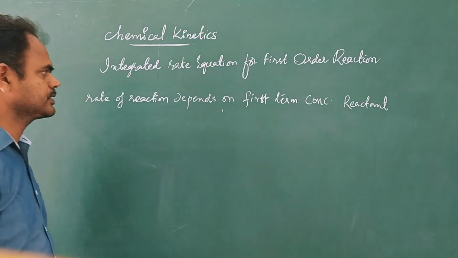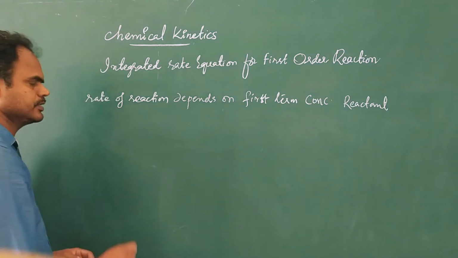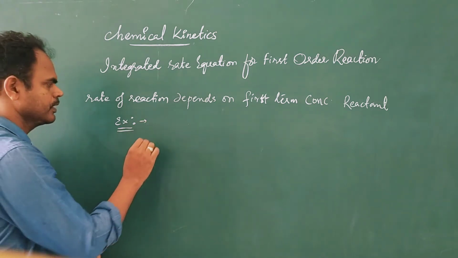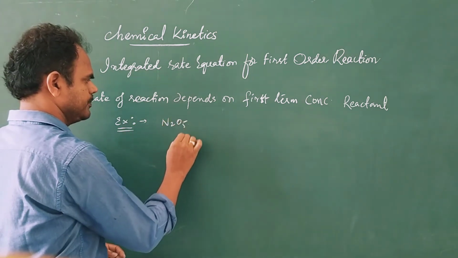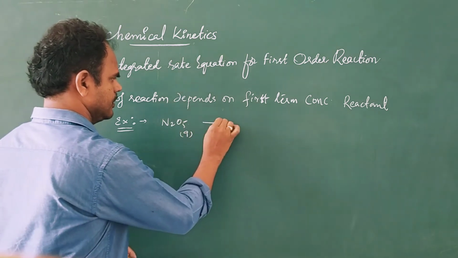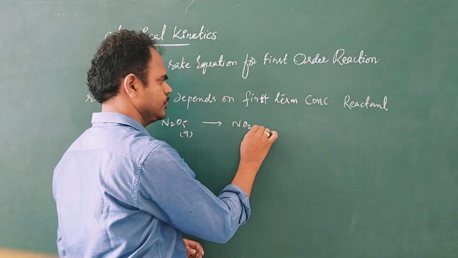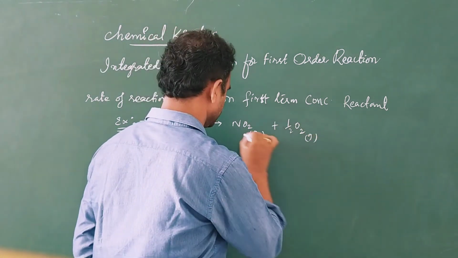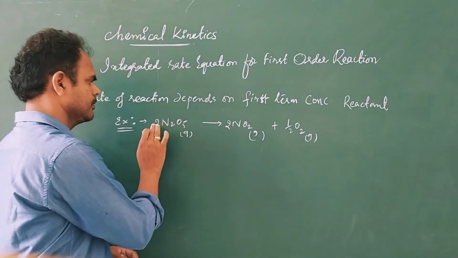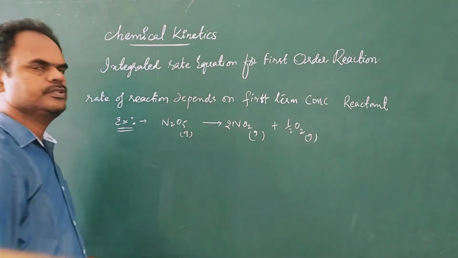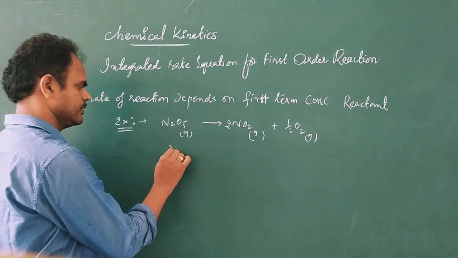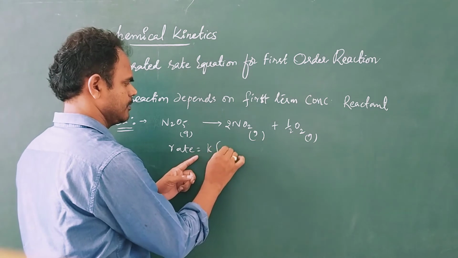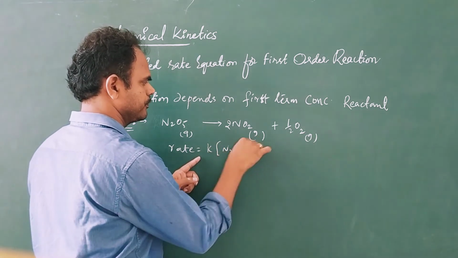Okay, so what are the examples for first order reactions? Some of the reactions that undergo first order: most commonly, N2O5, a gas, decomposes to form NO2 gas and half O2 oxygen gas. We balance this equation. So this is one example. We can write rate is equal to K [N2O5] to the first power.